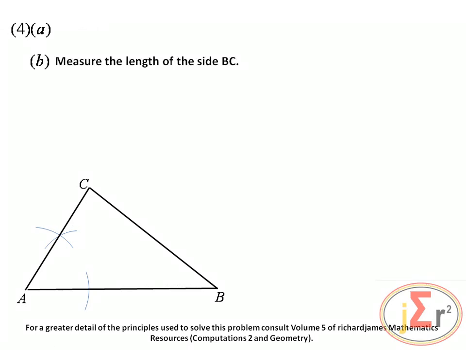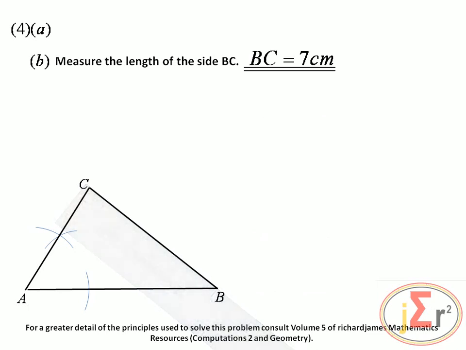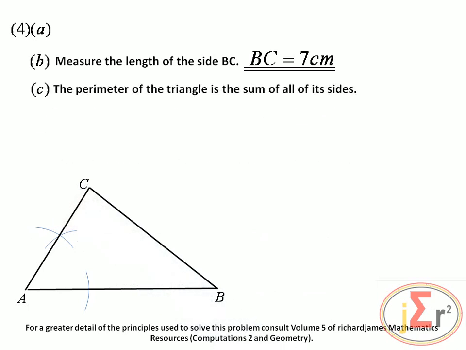Now we measure the length of the side BC. Use our ruler again and we measure. As we can see, it goes from the 0 centimeter mark all the way to the 70. So we are sure that, of course, the 70 is given in millimeters, so we know that it's 7 centimeters. The perimeter of a triangle is the sum of all of its sides. So we are going to find the perimeter by adding the sides, and we get 20 centimeters.